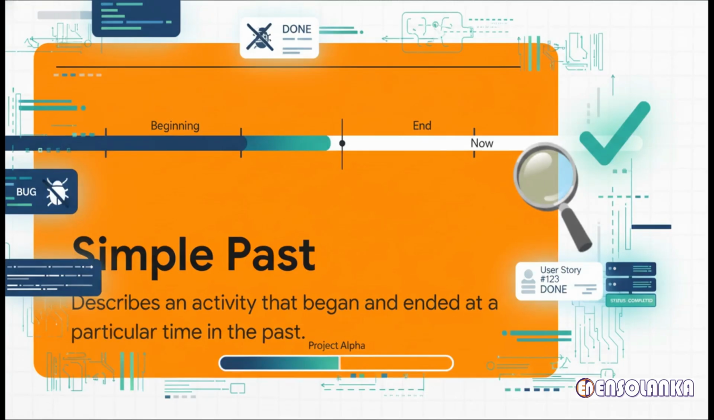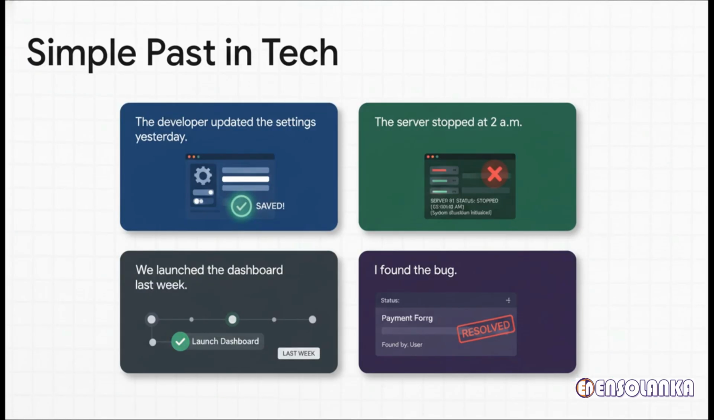The simple past is for anything that is done, finished, completed. The event had a clear beginning and a clear end, and it's all in the past. This is the official tense of change logs, incident reports, and that beautiful "done" column on your project board. Every single one of these examples points to a specific, concluded event.